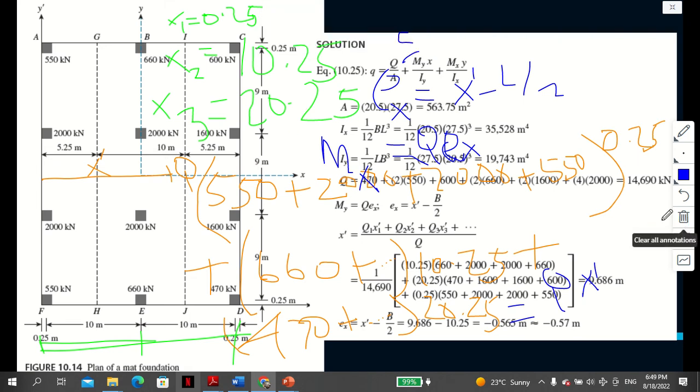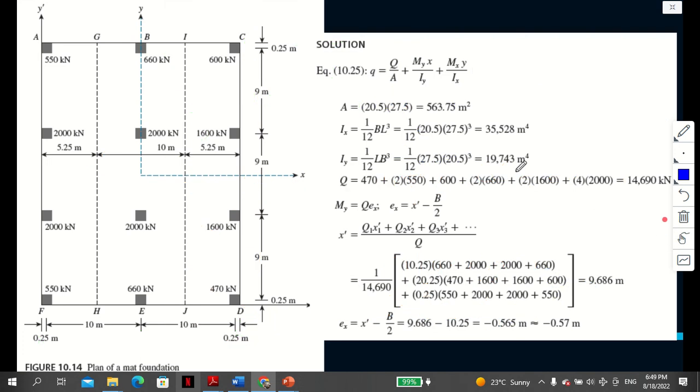Y is this distance. So if this is the centroid, I don't know where it is. Maybe here. I think here. If this is the centroid, then this y is this distance. Okay, y is that distance, and then x is that distance.